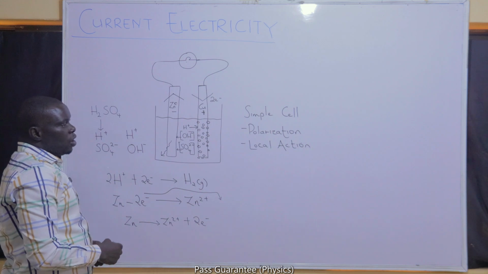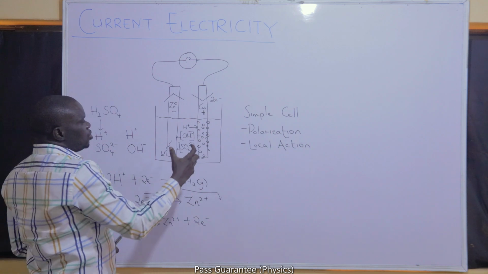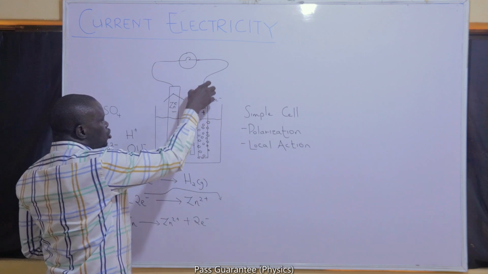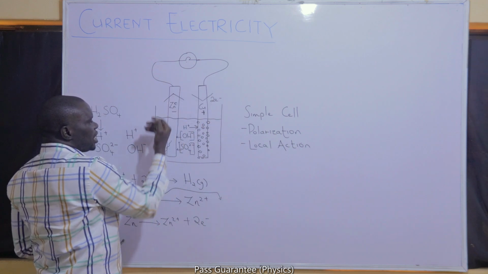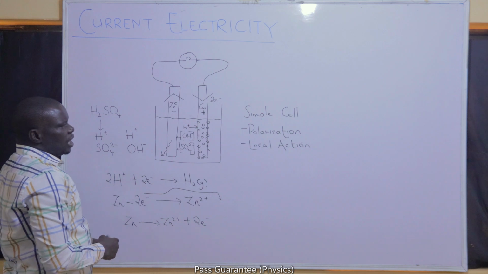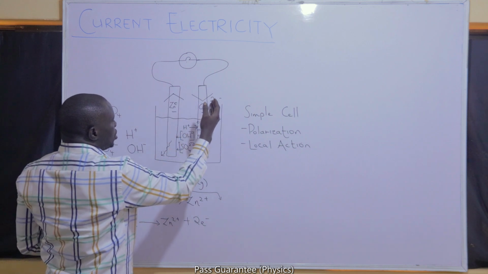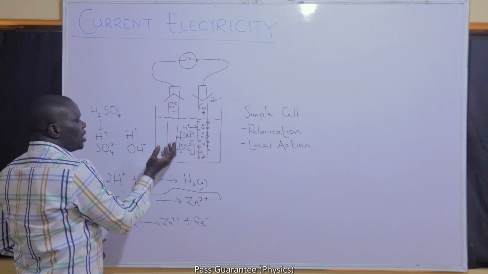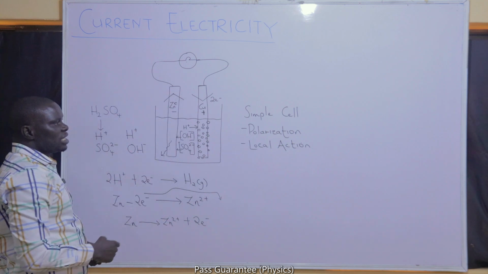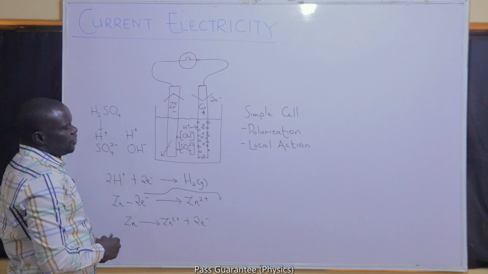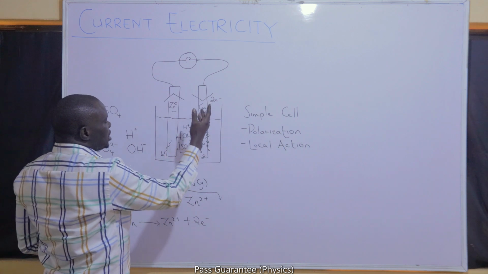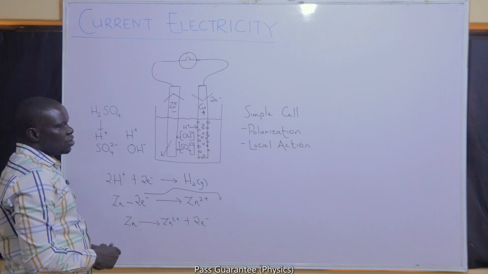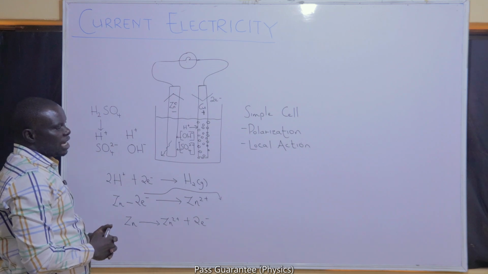That reduces the ability of the copper electrode to use all of the electrons that have been generated at the zinc electrode. And once the copper electrode cannot use that amount of electricity, it will also affect the amount of electrons that zinc is ready to generate. If the copper is not ready to accept too many electrons, zinc will also not be ready to produce too many electrons. That is called polarization.